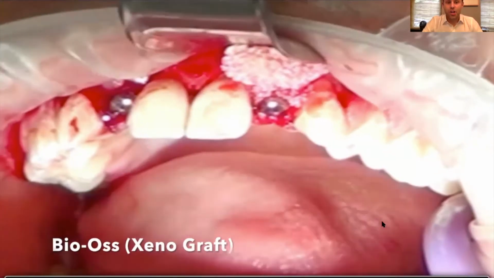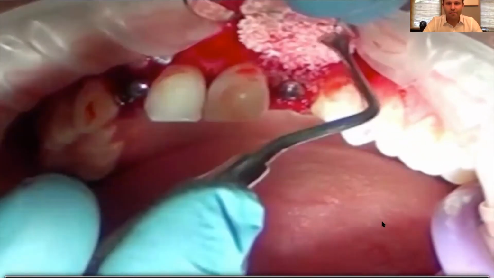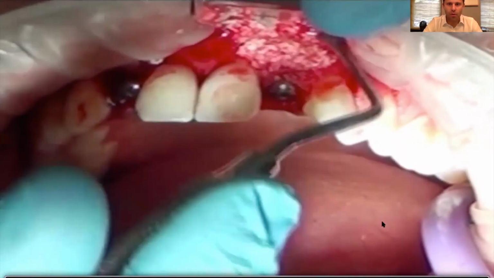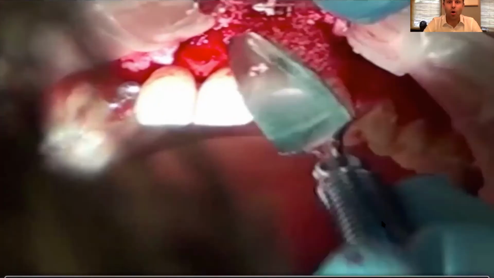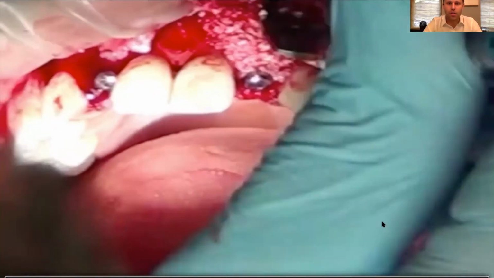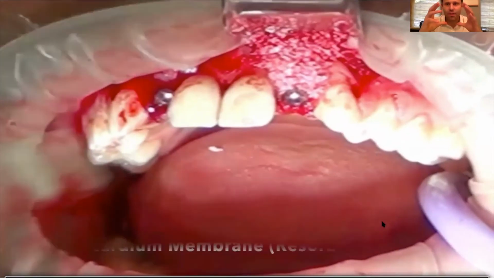Since there is no fenestration here, I'm using BioOss, a xenograft material, to bulk out the tissue. And remember how high we went with our flap? We are adding bone all the way up there. We want to add so much bone that it almost is too much. It goes beyond the eminences of the adjacent teeth.